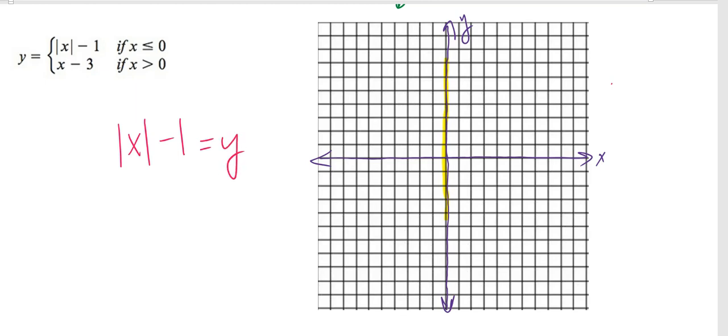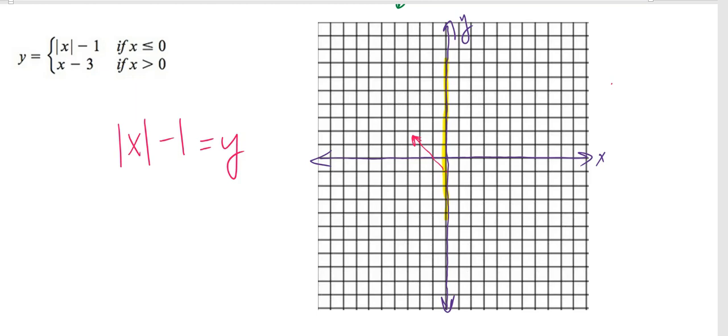We know this is simply a parent function of absolute value, and it's going to be shifted down 1. Okay, so we could think of it like this. If I graph the whole function, it would be something like this. But I don't want the whole function. I only want the left side. So I'm only going to graph that side.